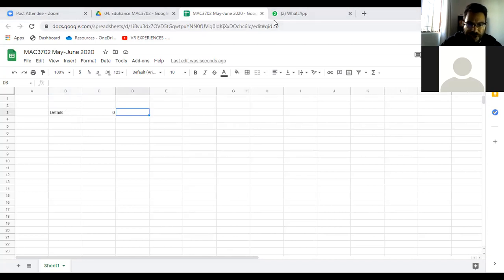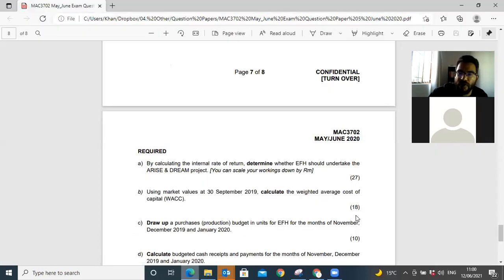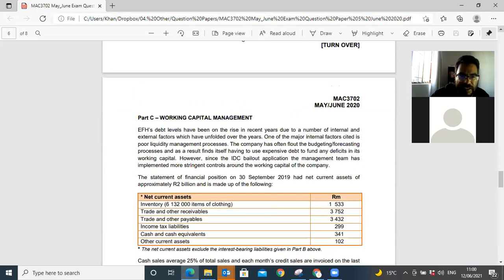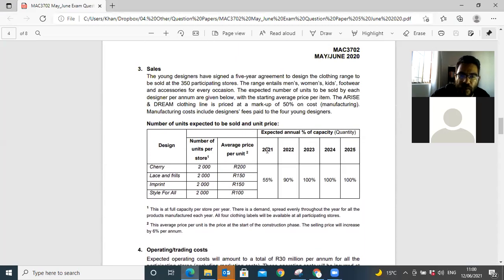if we use the information under sales, where are we now? So here you can see year 1 is 2021, the first year making sales. Here they're telling you this is full capacity per store per year. There is a demand spread evenly throughout the year for all the products. Okay, all 4 clothing labels are participating. Okay, so we're happy with that.